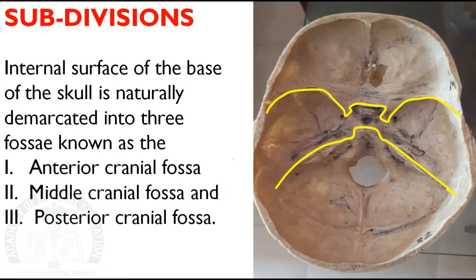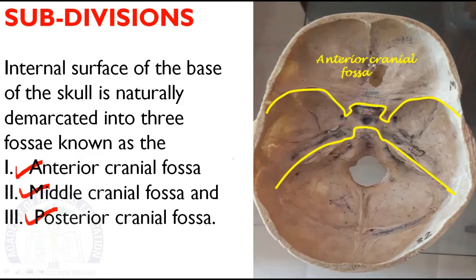The subdivisions of the interior of the base of the skull. The internal surface of the base of the skull is naturally demarcated into three fossae, which are known as the anterior cranial fossa, that you are seeing up to the anterior demarcated line, then the middle cranial fossa, and the posterior cranial fossa.